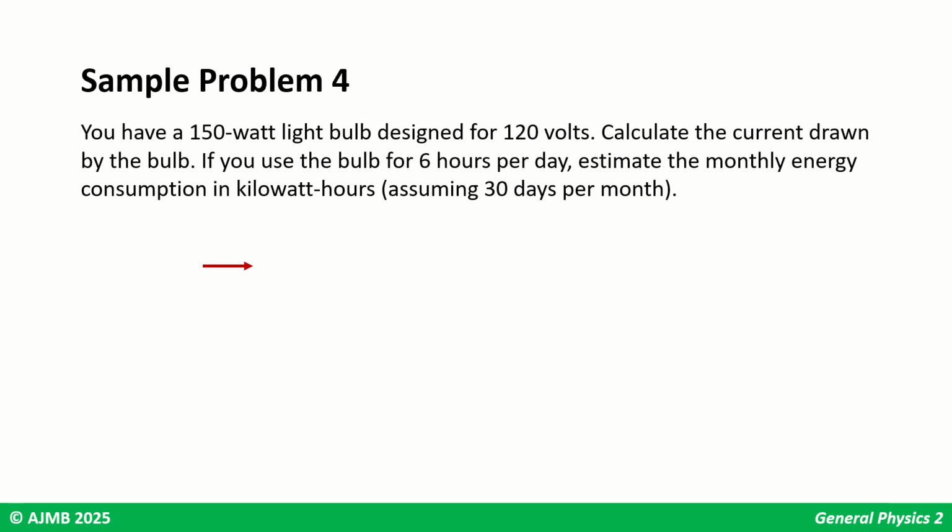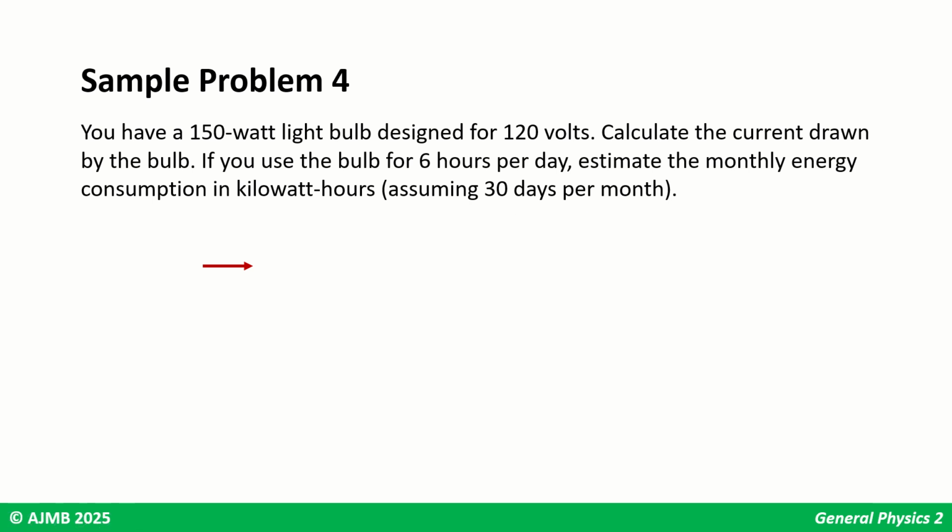Okay, sample problem number 4. We have a light bulb with a power requirement of 150 watts. And you have to put it on a 120 volt power line. Now we are asked to get the current, I guess. Calculate the current as well as the electrical consumption. If you use the light bulb for 6 hours per day, we need to find out the monthly consumption in terms of kilowatt hour. Here we are going to assume that a month has 30 days.